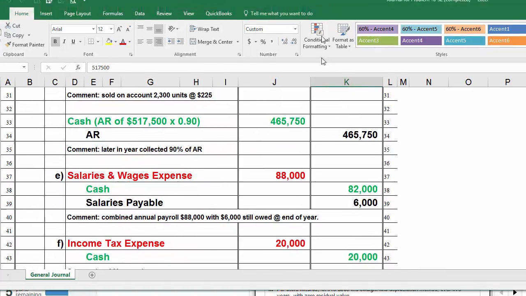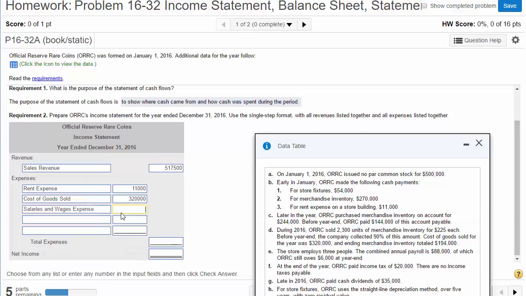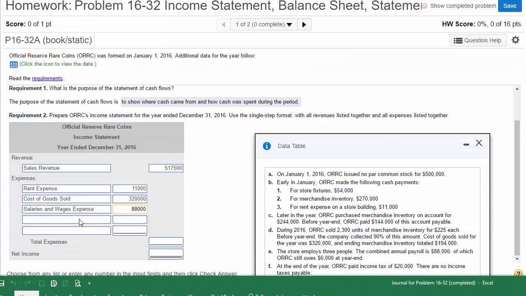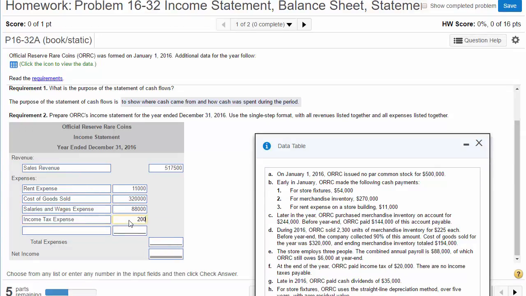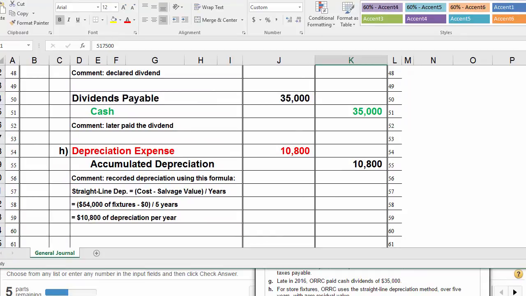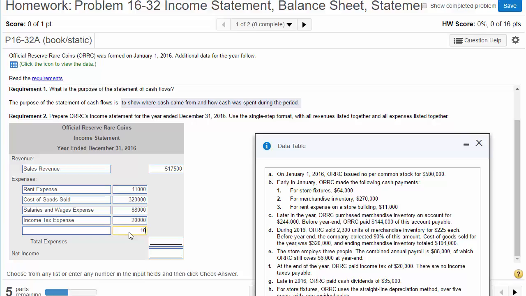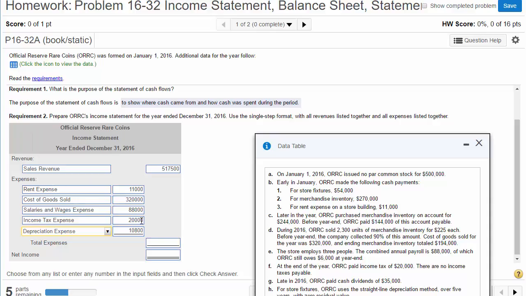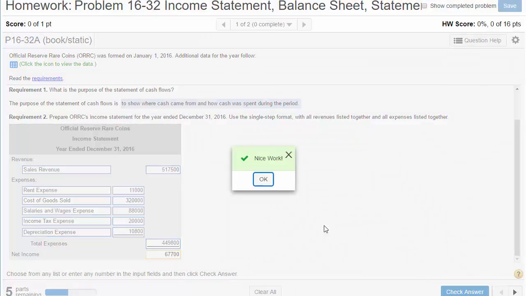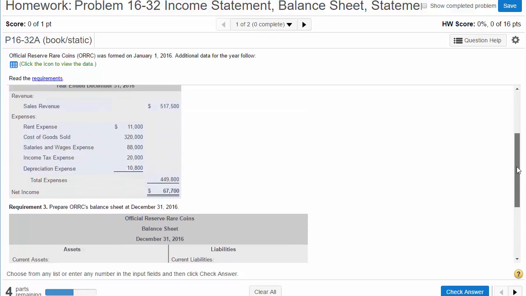We've got salaries and wages expense, $88,000. And then I think I saw another red one. Income tax expense, $20,000. And we should have one more, depreciation expense. There we go, depreciation expense, $10,800. So now we're going to sum these. We add those up, and we get $449,800. So revenue is $517,500. Subtract our expenses of $449,800, and we get a profit of $67,700. Cool. So that was our income statement.